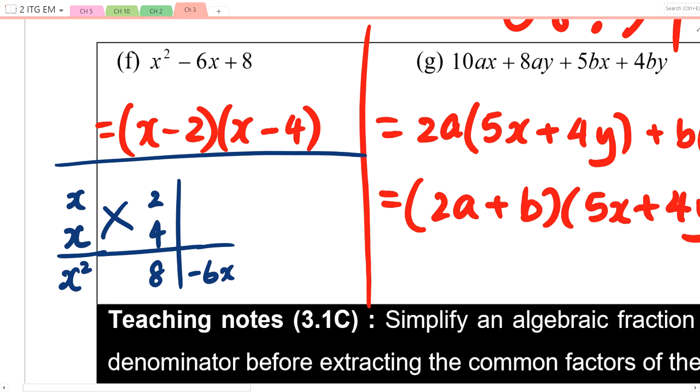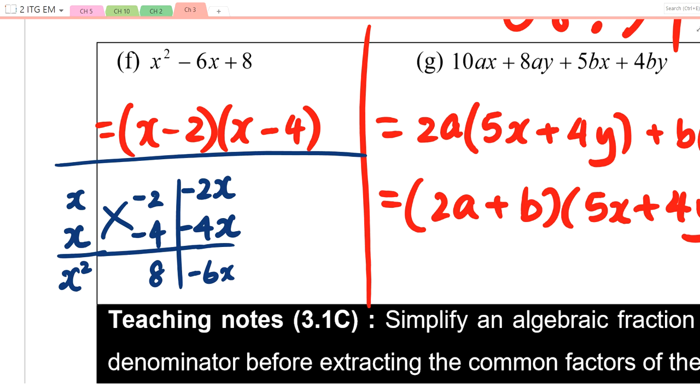So with this, I will multiply x times 2 gives me 2x. X times 4 gives me 4x. Now 2x and 4x, they look like they can give me a negative 6x. How? If there's a negative 2, if there's a negative 4. But I can't simply change that without changing my 2 and 4. So I need to put a negative sign in front of the 2, so that x times negative 2 gives me negative 2x. I put a negative sign in front of the 4, so that x times negative 4 gives me negative 4x.